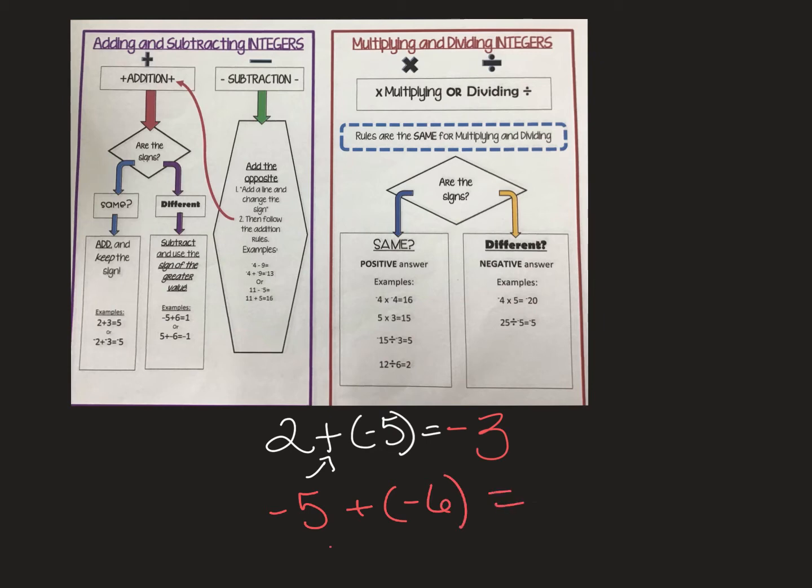So let's say that I have a negative 5 plus a negative 6. Okay, first thing I looked at was my addition, because I have an addition, not a subtraction. I go over here to my same sign, and what do I do? Right, so the same sign is a negative, and it is 11. Okay, Noah.